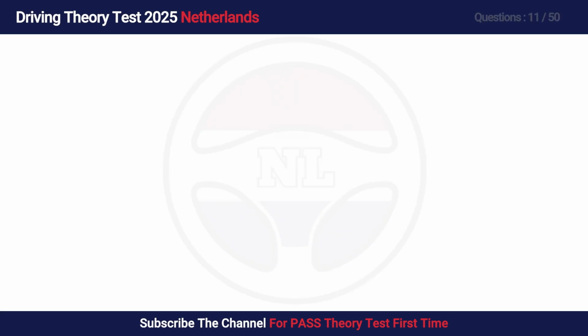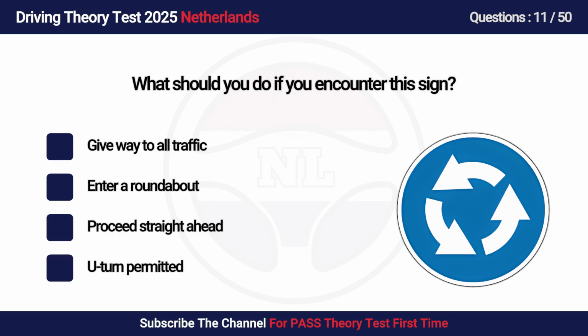Question 11. What should you do if you encounter this sign? A. Give way to all traffic. B. Enter a roundabout. C. Proceed straight ahead. D. U-turn permitted.